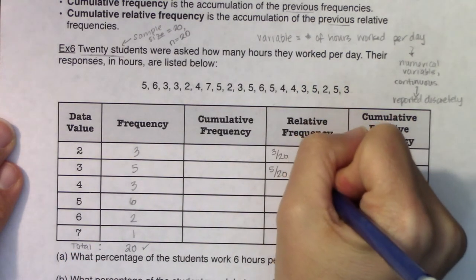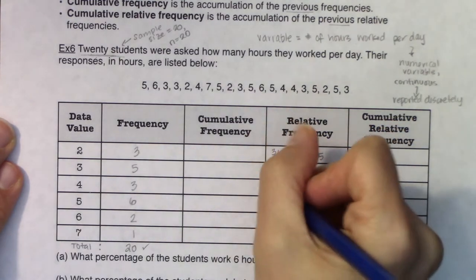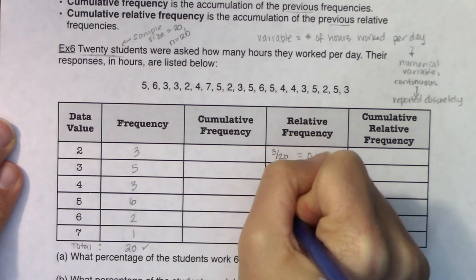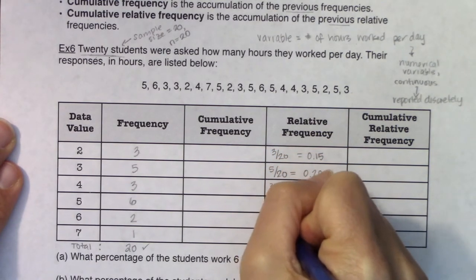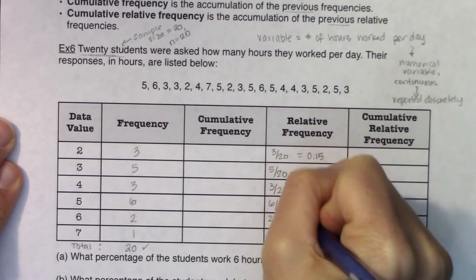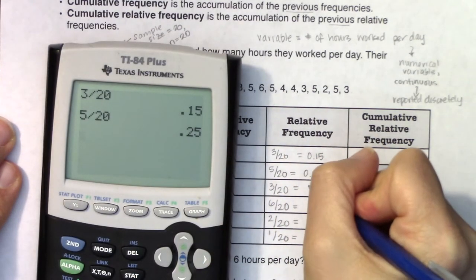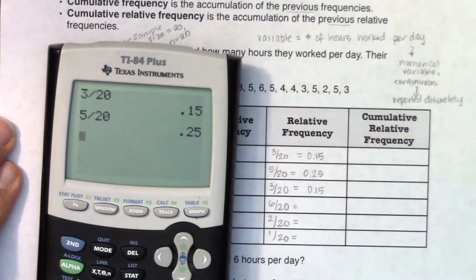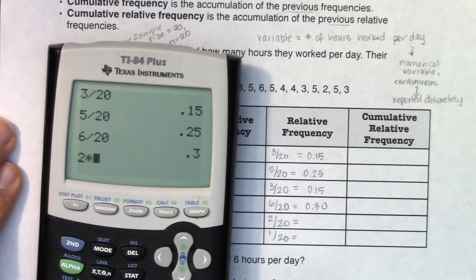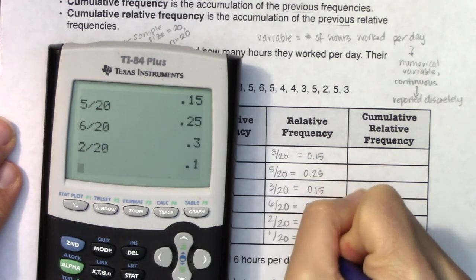And then I'm gonna repeat this process. So let's see how we're doing with this. We've got 3 students who worked 4 hours a day. There were 6 students working 5 hours a day. 2, and then that 1 student here. All right. Let's see what all of these fractions turn out to be. I already knew 3 divided by 20 was 15%. 6 out of 20, 30%. 2 out of 20, it's 10%. And this one's gonna be 5%.